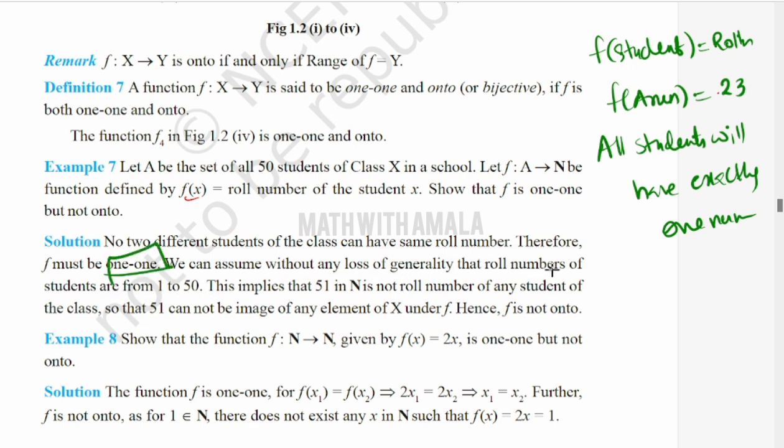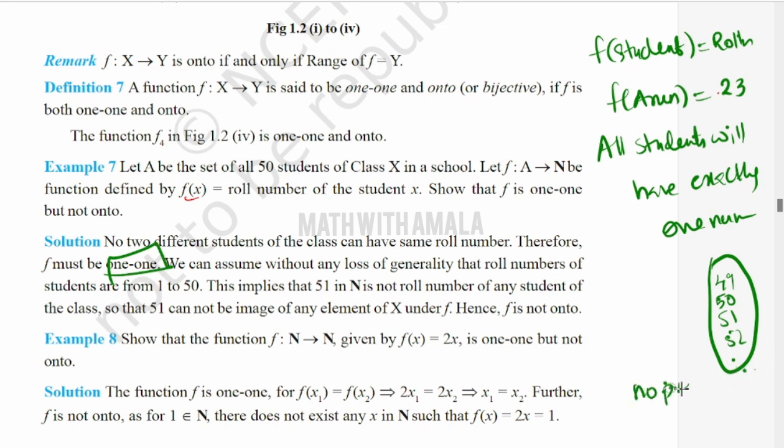So there is a chance for one student to hold only one roll number. No two different students of the class can have the same roll number. Therefore f must be 1-1. For each student there is a particular number in the next set. Hence it is 1-1.